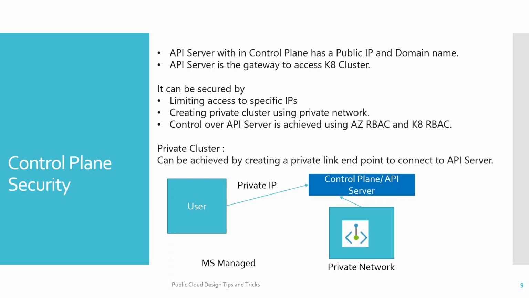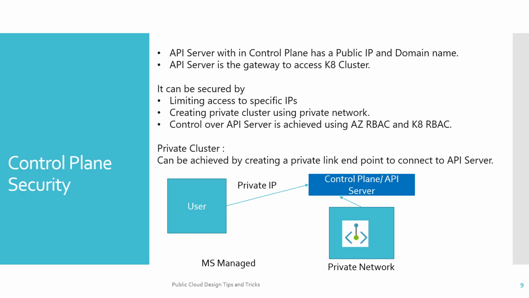So that is more an egress check where you can only specify specific IPs that can access the API server. So that is the first way. The second way is more of a private cluster way of working, where you can create a private endpoint to connect to the API server, and that private endpoint gets an assigned IP from the consumer network. Okay, so that is how it works in a private scenario.